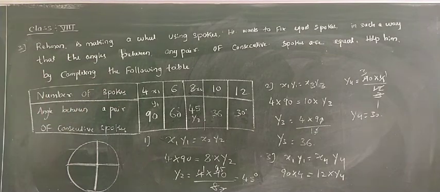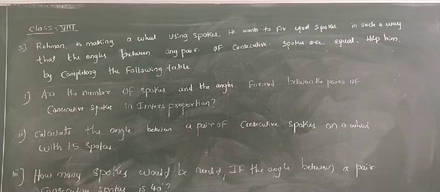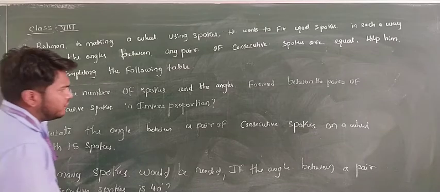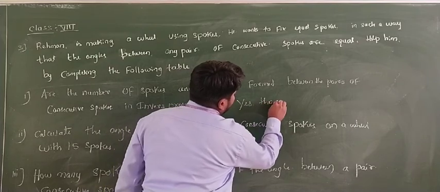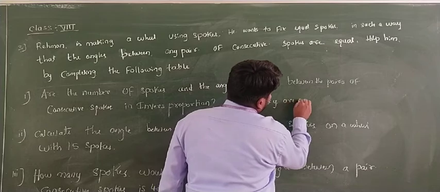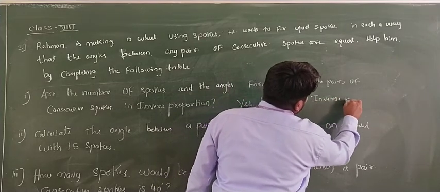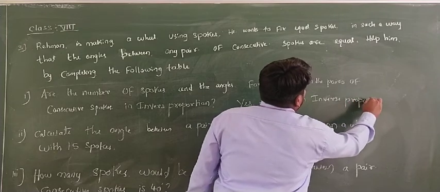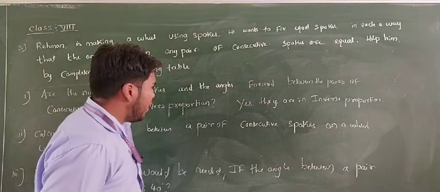Again in this one we have 3 questions. Are the number of spokes and the angles formed between the pairs of consecutive spokes in inverse proportion? Yes, they are in inverse proportion. Why? Because if the number of spokes increases, then the angle between the consecutive pairs decreases.